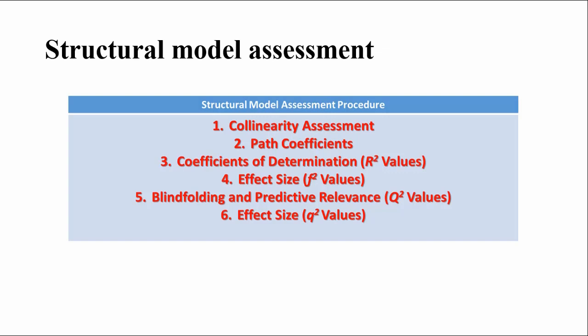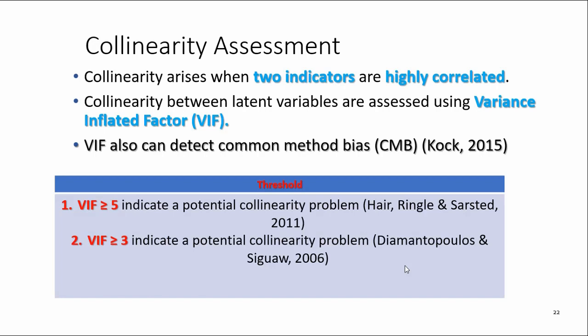And fourth is effect size for F square value, and fifth is blindfolding and predictive relevance or Q square value, and the last is effect size for q square value.